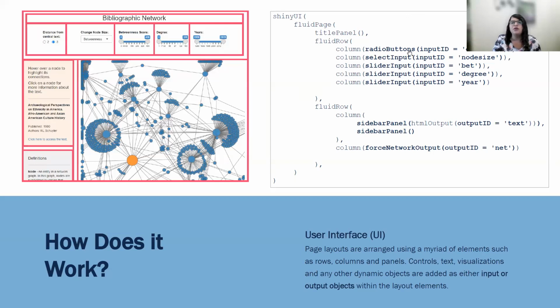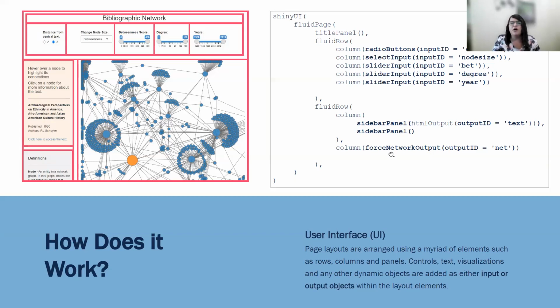So here you can see where the controls come in. And these are called input controls because the user provides input through them. Every input control needs some sort of input ID, some way of giving a name to that specific piece of input. For example, the slider for years has an input ID of year.